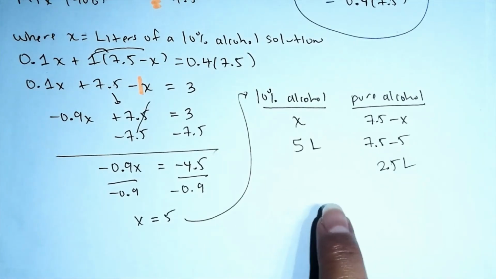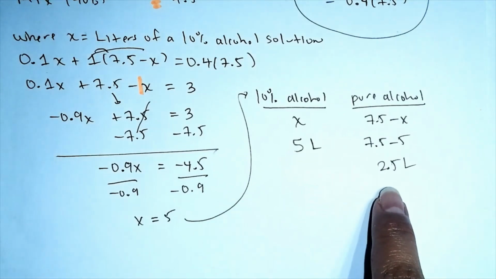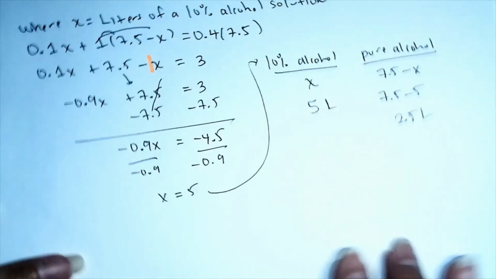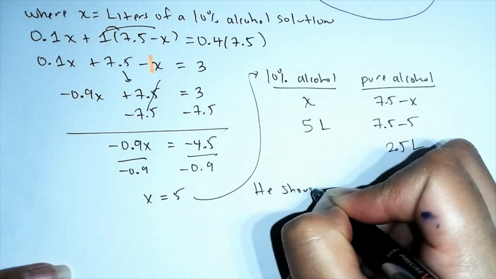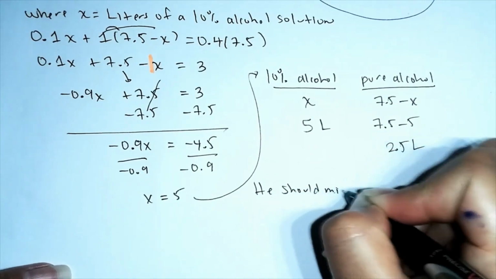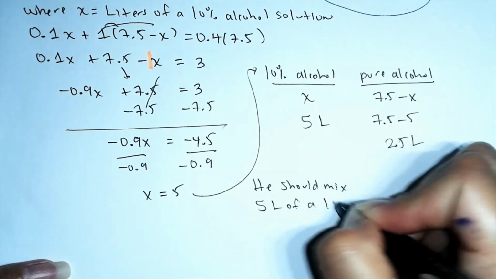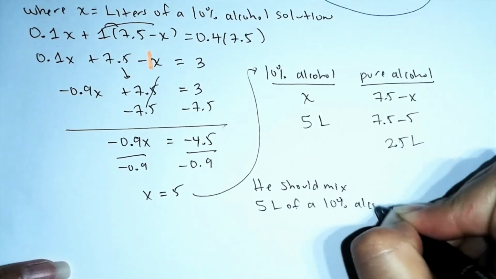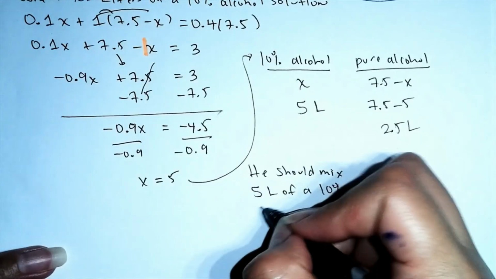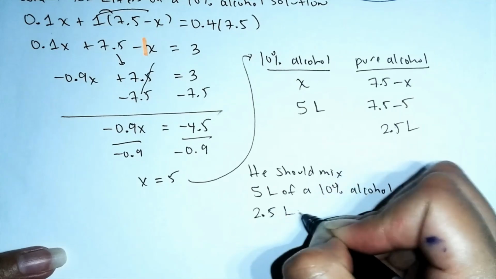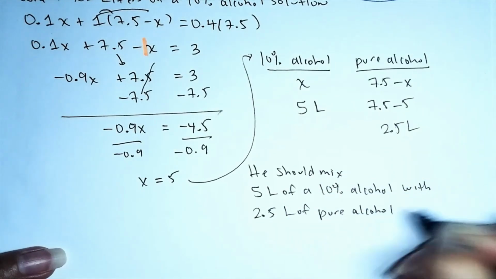So he needs, or is it she? He needs 5 liters of a 10% alcohol and 2.5 liters of pure alcohol. So he should mix 5 liters of a 10% alcohol with 2.5 liters of pure alcohol.